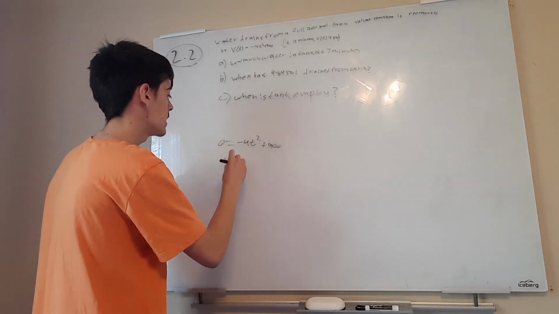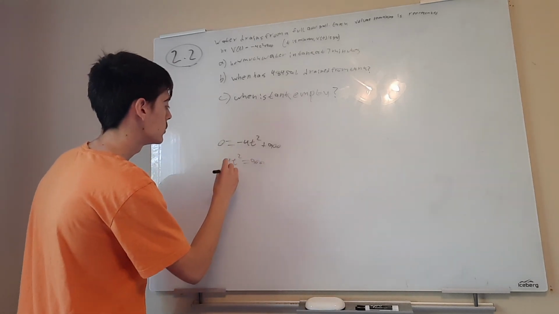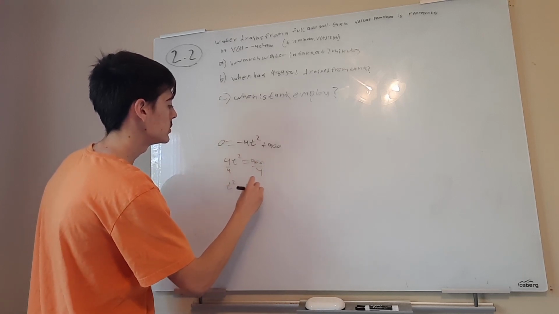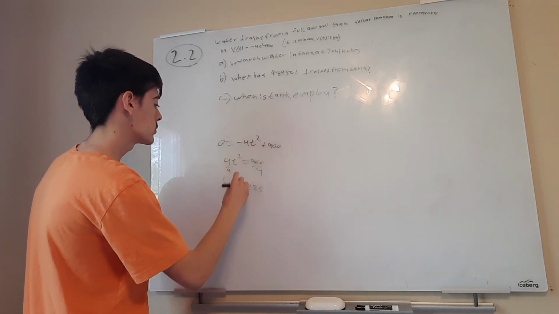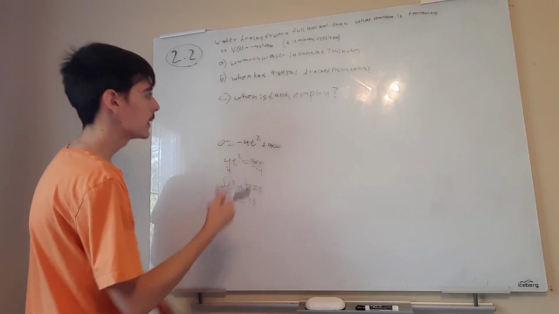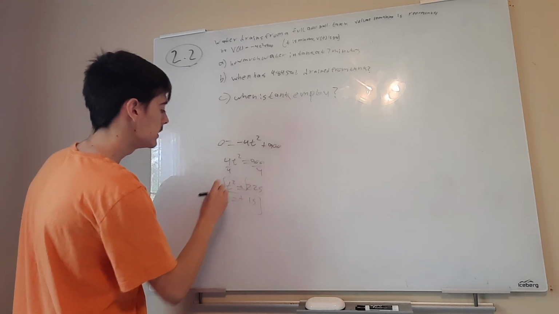Add 4t squared to both sides, we get 4t squared equals 900. Let's divide both sides by 4. We will get t squared is equal to 225. Square root of both sides, we get t equals plus minus 15. But remember, we can't have a negative time, so it's just t equals 15.